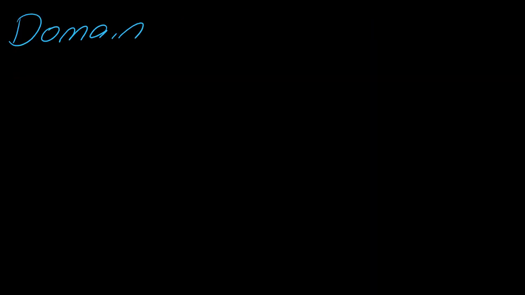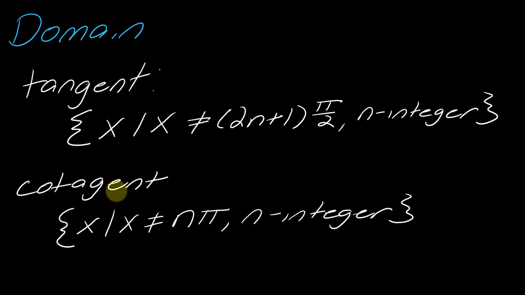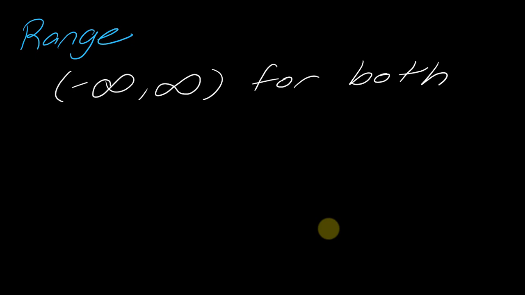So let's talk about the domain then. Since we know where these graphs are not continuous, that also helps us to define the domain. So the domain looks almost the same as where they're not continuous. The way that we read this is the set of x such that x is not equal to the odd numbers times pi over 2, where n is an integer. So this is just how we format that. And then for cotangent it looks very similar. This is the set of x such that x is not equal to n pi, where n is an integer. Almost the same as what we were talking about with continuity. And then the range for each function is just negative infinity to infinity. So there's no limit on the range for these functions.